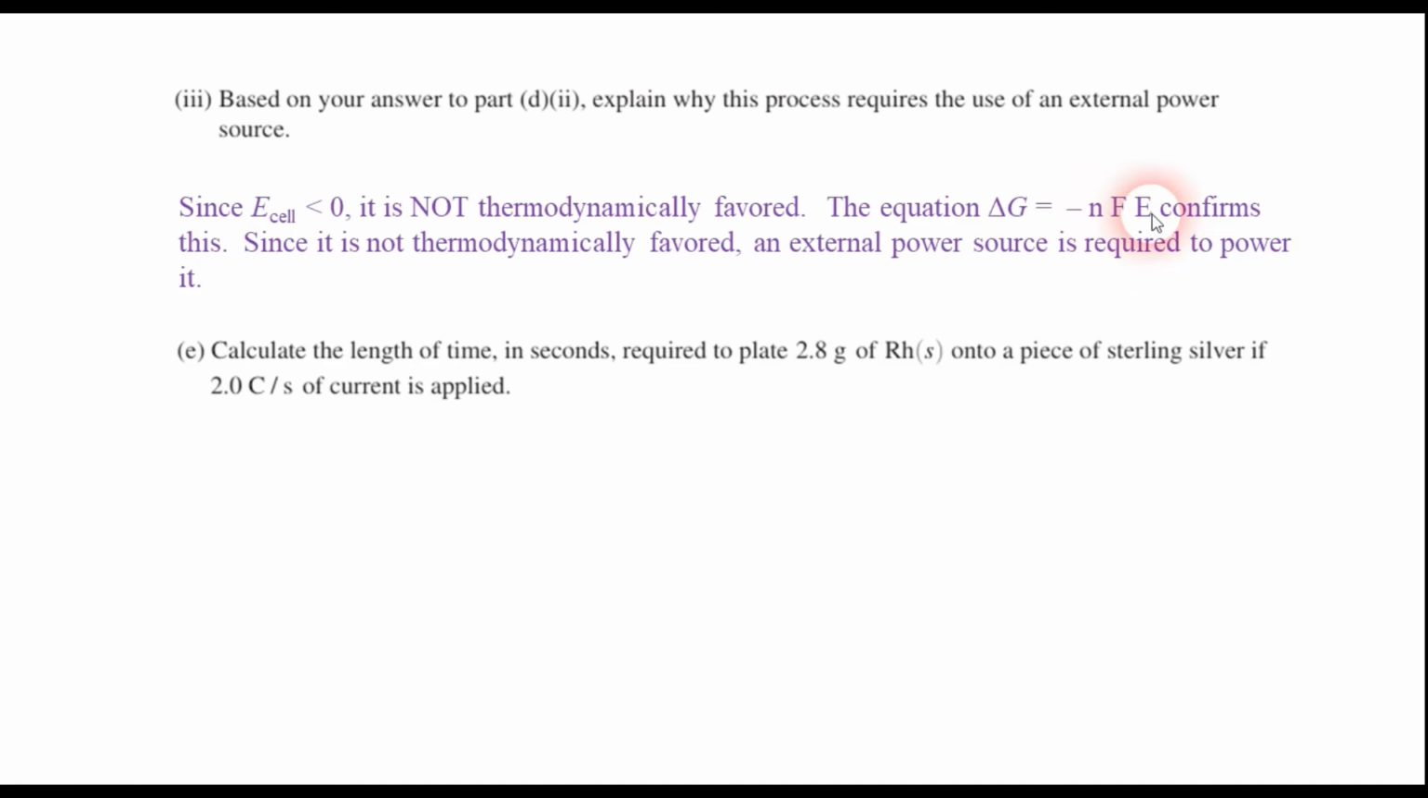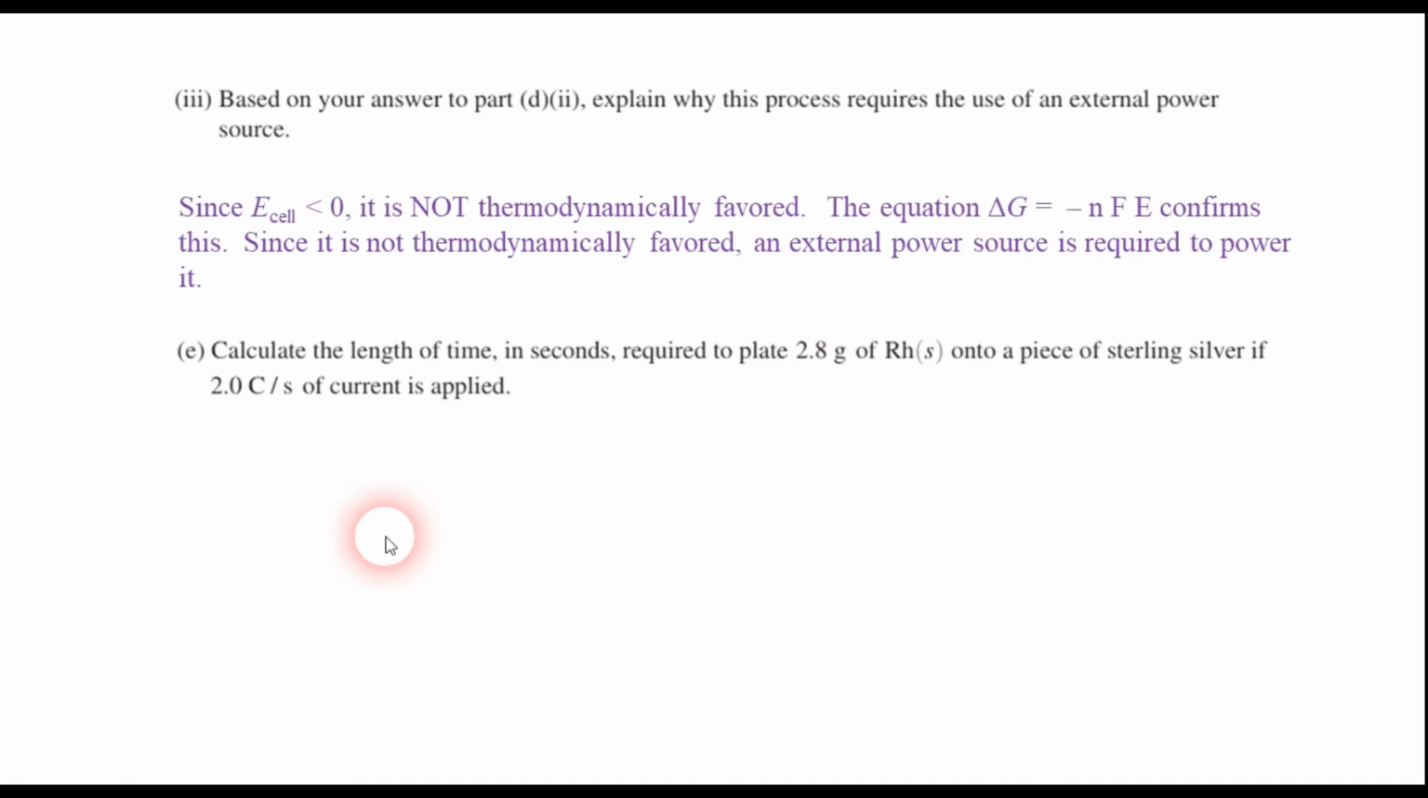Whatever the sign of E cell is, the sign of delta G is the opposite of that. So if E cell is positive, delta G is negative. Well, in this case, E cell is negative, so delta G has to be positive, which means it's not thermodynamically favored. And because of that, an external power source, a battery or some other electrical power source, is required to power this.